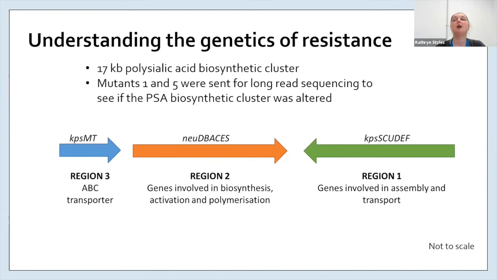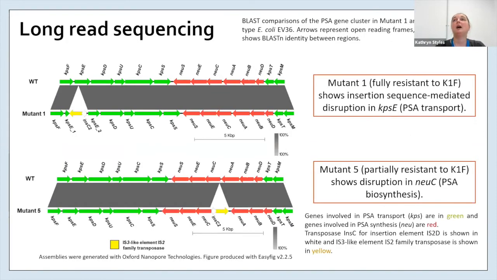So mutants 1 and 5 were initially sent for long read sequencing to see what happened. It came back and the rest of the genome was entirely intact. Everything was as we expected. It came back with some very lovely contigs. The reads were very long, and we found that in mutant 1 there was a disruption to the KPSE gene, which is involved in polysialic acid transport. And in mutant 5 it was a disruption to the NEUC gene, which is involved in biosynthesis.